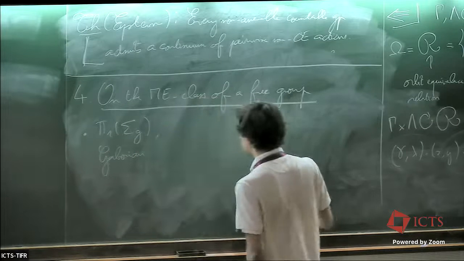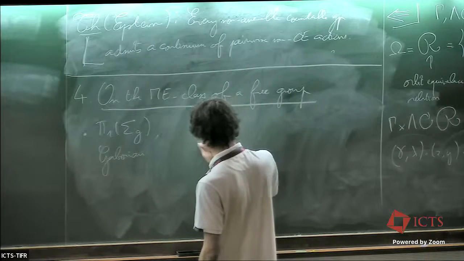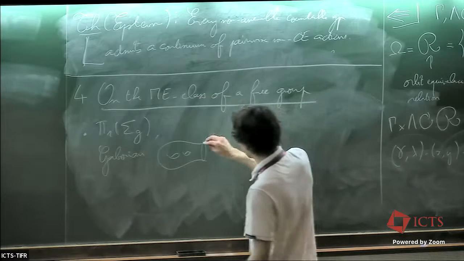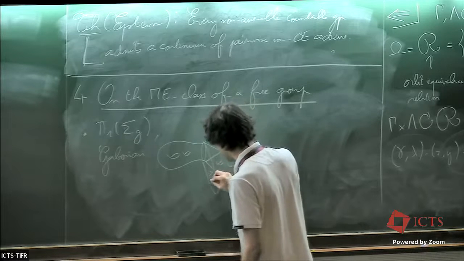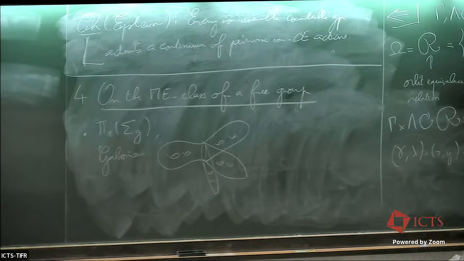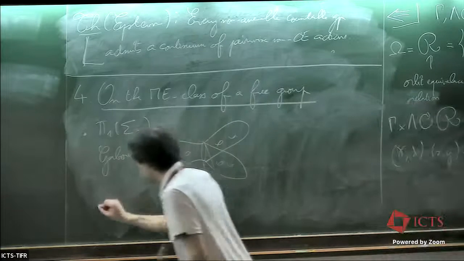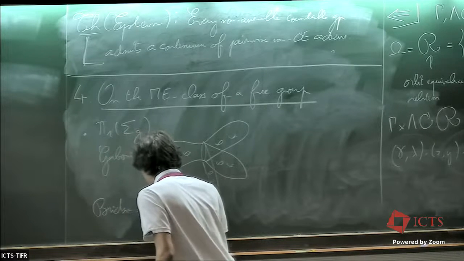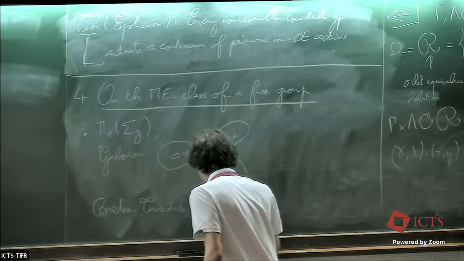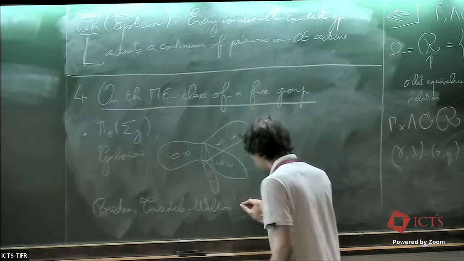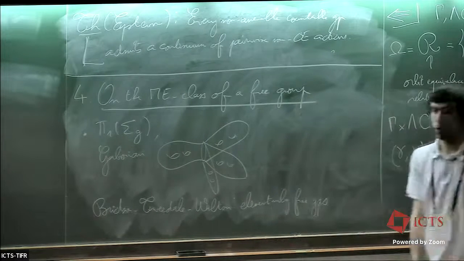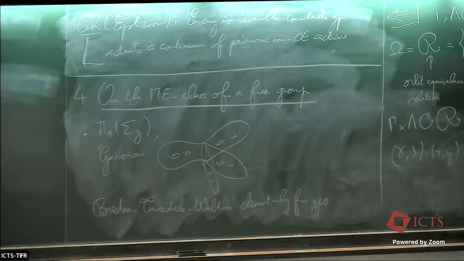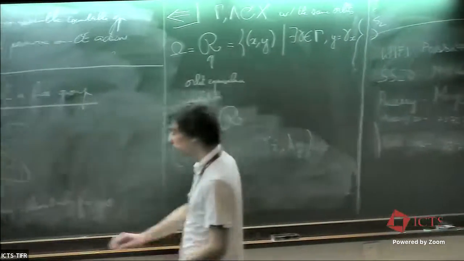Gaboriau generalized this and proved that if you take certain copies of the same surface with one boundary component, and you glue them along the boundary, this gives you a group that's measure equivalent to the free group. And Brinkmann, Tweedale, and Wilton generalized this and proved that all elementarily free groups are measure equivalent to the free group. So those that have the same elementary theory, in the same sense as last week in Sela's talk.